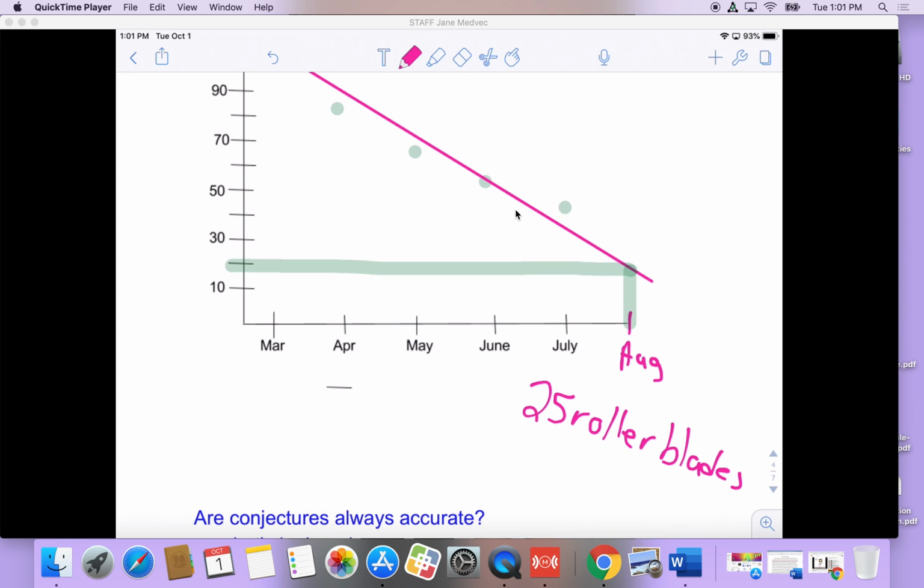Now, one person asked me earlier today, well, Mrs. Medvick, what happens if I'm a little bit off? You'll be fine if you're a little bit off. Again, it's a line of best fit. So it kind of depends on how you get that line in the middle of your data. Okay. Questions?